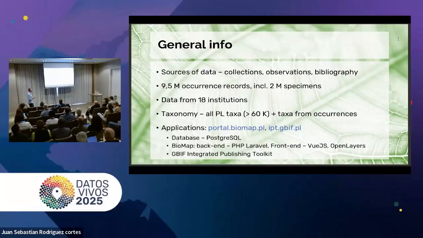We have two basic applications. I will show you the portal biomap.pl. Biomap stands for biodiversity map, but biodiversity map would be too long, so biomap is a shortcut. And the second application is, of course, IPT, with which we publish our data to GBIF. Technically, the database works in a PostgreSQL environment. The backend is based on PHP Laravel, which is surprisingly still alive and flourishing now, and the front end is based on Vue.js and OpenLayers.